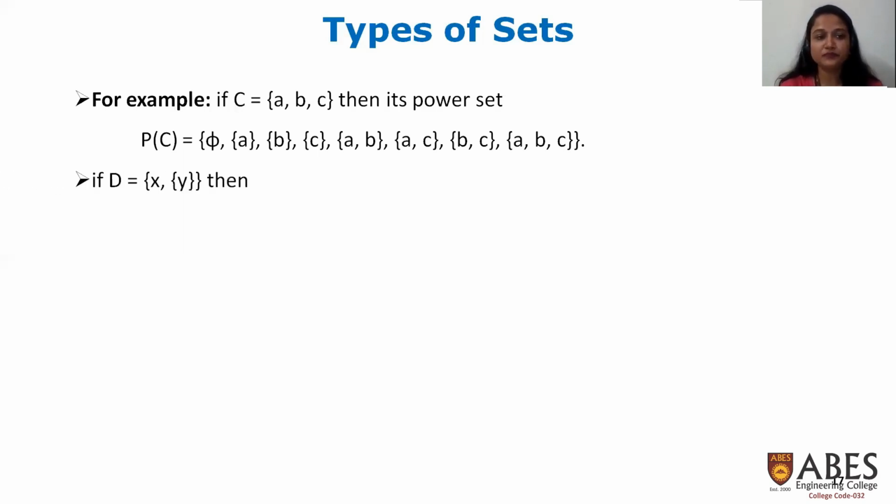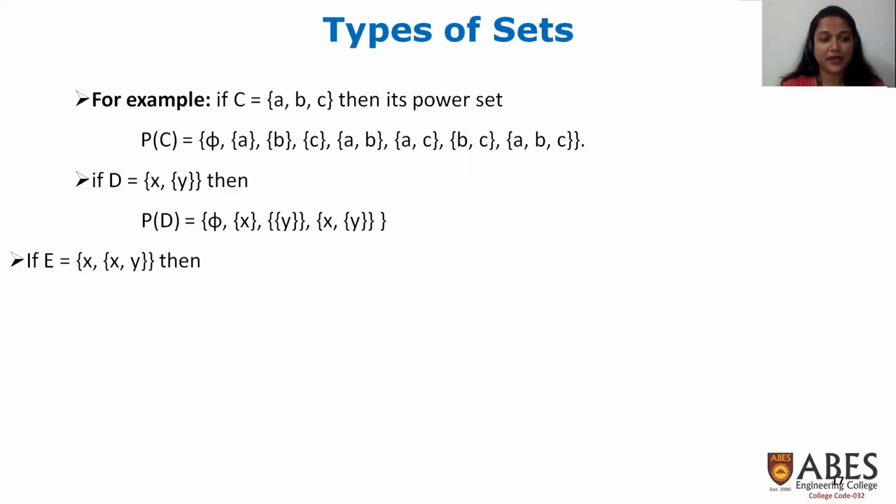Now, suppose B is given as X and Y, where Y is within a curly bracket. Then in the power set, the element Y along with its curly bracket will be considered as one element. So whenever you define its power set, you have to use Y along with its curly bracket as one element. Therefore, the power set of B will be defined as phi, X, Y, X and Y. But Y will always be there with its curly bracket.